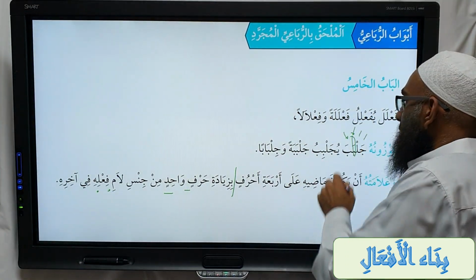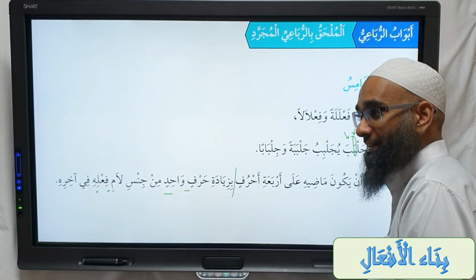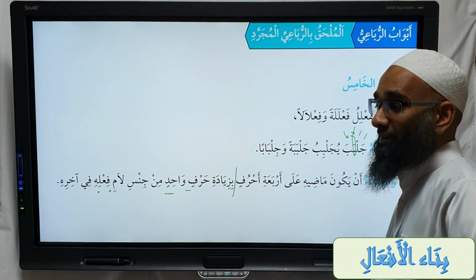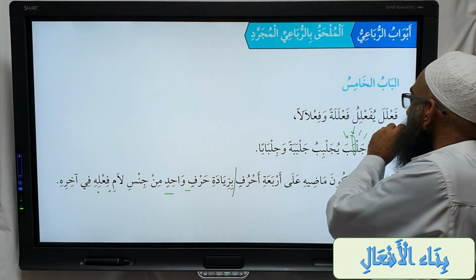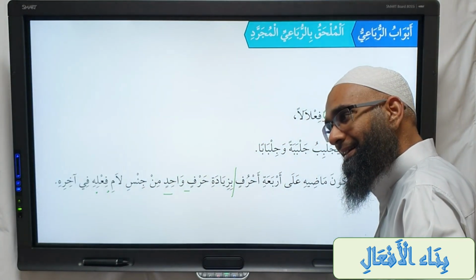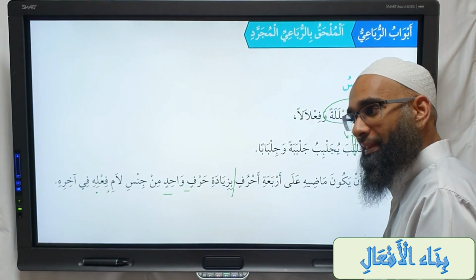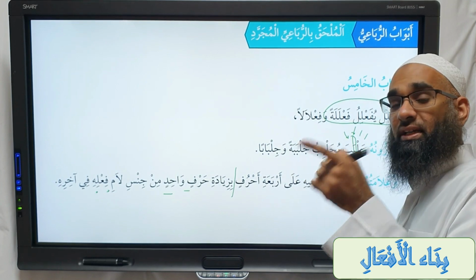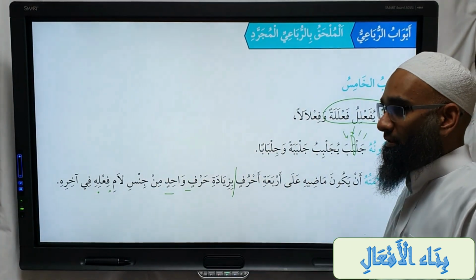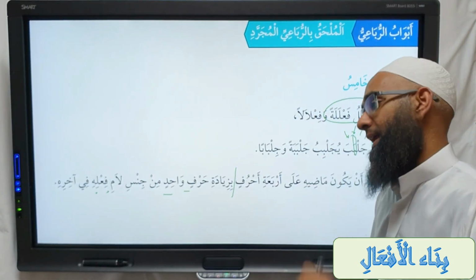So when you say fa'lala, yufa'lilu, fa'lalatan, it's the same as dahrajatan. But in dahraja, how many letters do we have? 4. And here, how many letters do we have? 3. So you say, well, fa'lala, yufa'lilu, fa'lalatan is also the pattern of what? Dahraja. You get the problem? You say, no, it's different because dahraja, yudahriju, dahrajatan, there are 4 root letters. And here, how many root letters? 3 root letters and 1 double letter at the end.